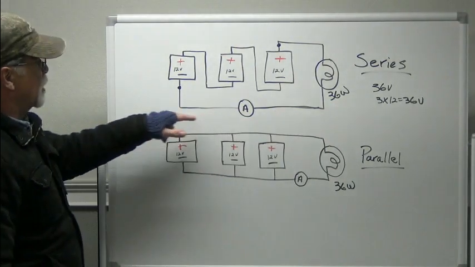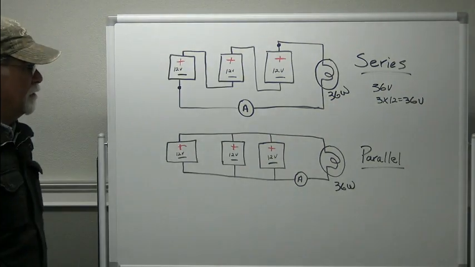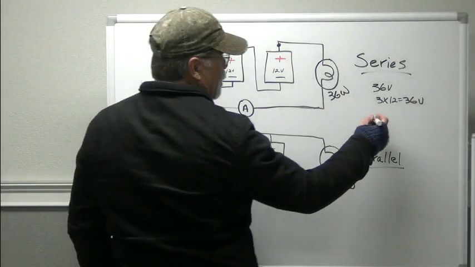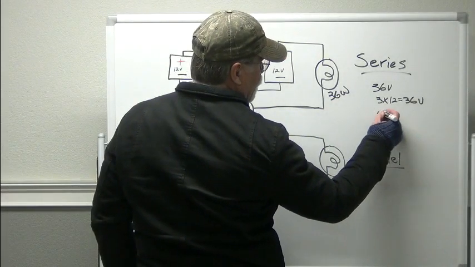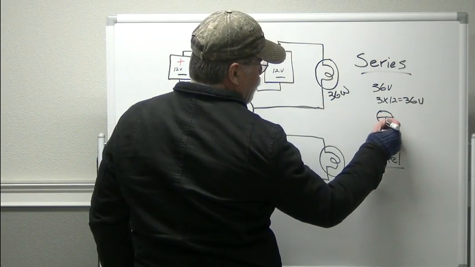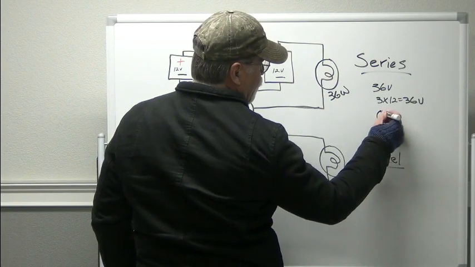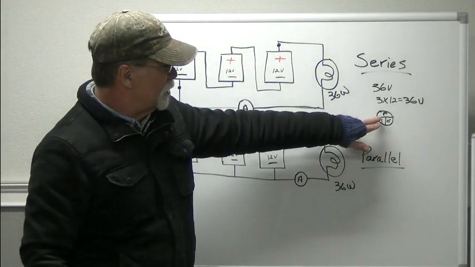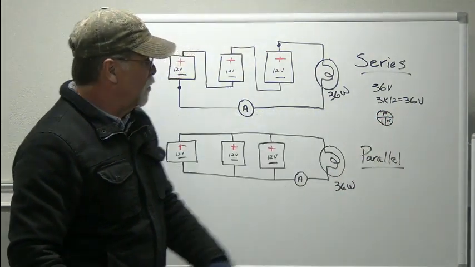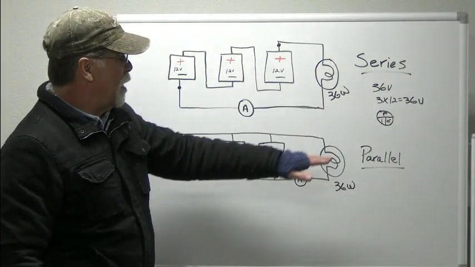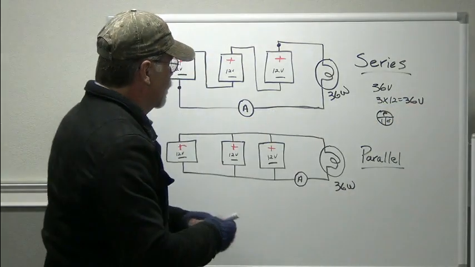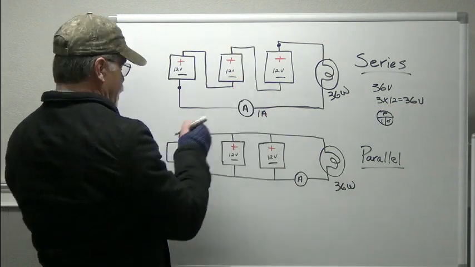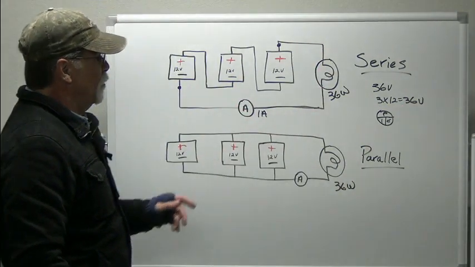So what's going to be the current going through our circuit here? Remember the formula we had before, and if you remember our little diagram, if we want to solve for I, for the current, it'd be power over volts. So 36 watts divided by 36 volts is going to be 1 amp. It's going to be 1 amp going through each one of these cells and through our load.